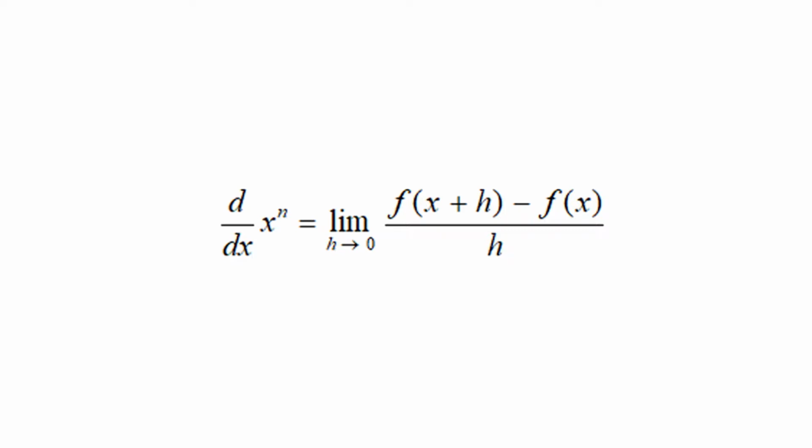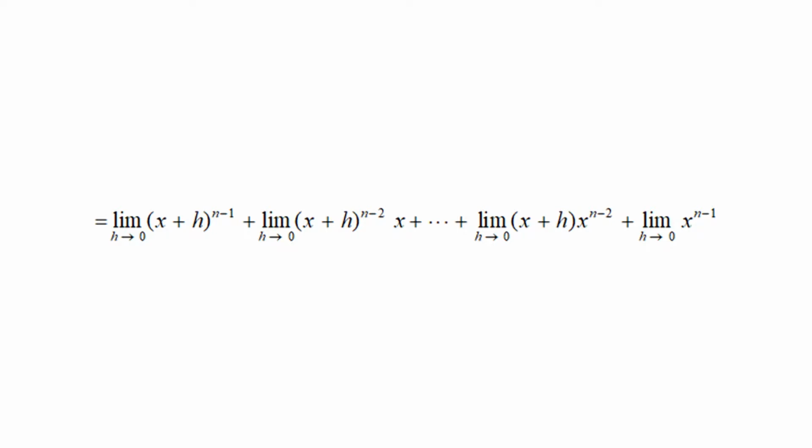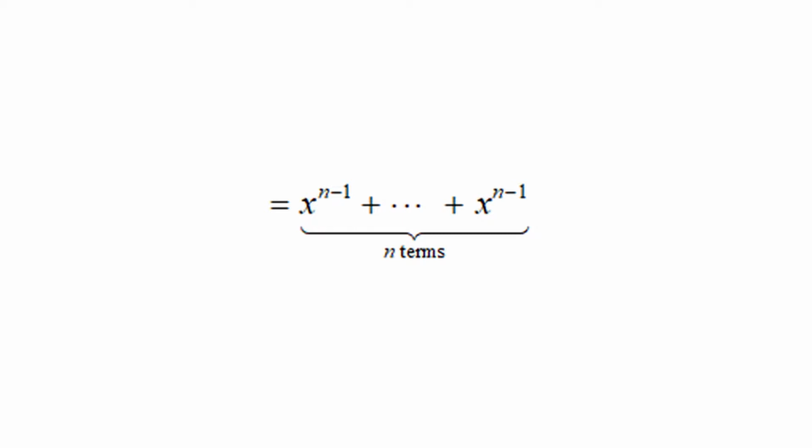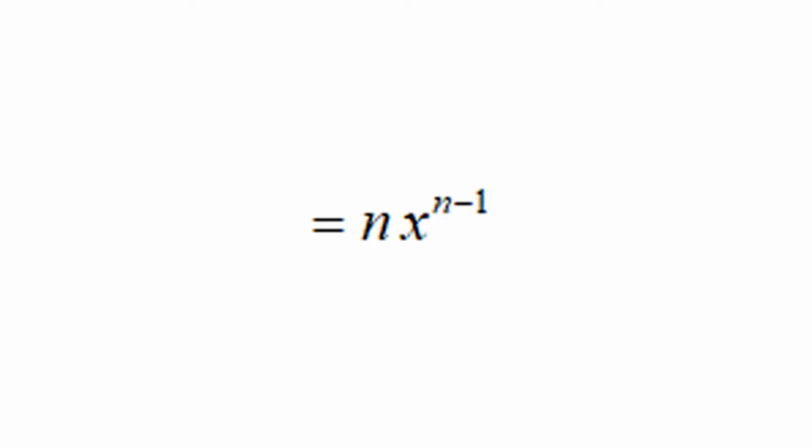Hence, d/dx of x^n equal to the limit of (f(x+h) minus f(x)) upon h as h approaches 0, which is equal to the limit of (x+h)^(n-1) as h approaches 0 plus the limit of (x+h)^(n-2) x as h approaches 0 plus etc. plus the limit of (x+h) x^(n-2) as h approaches 0 plus the limit of x^(n-1) as h approaches 0, by the sum rule of limit of functions, which is equal to x^(n-1) plus x^(n-1) plus etc. plus x^(n-1), n terms, which is equal to n times x^(n-1). In particular, d/dx of x^2 equal to 2x.